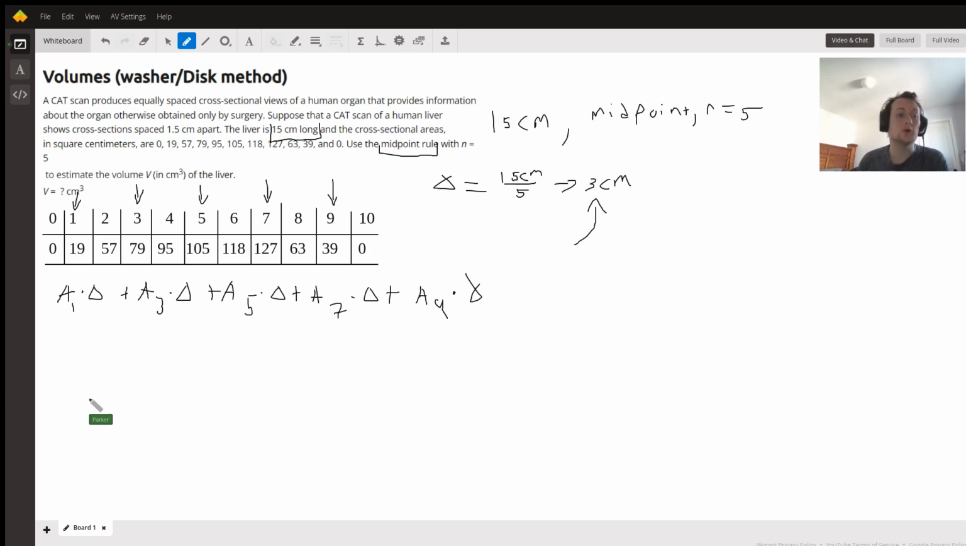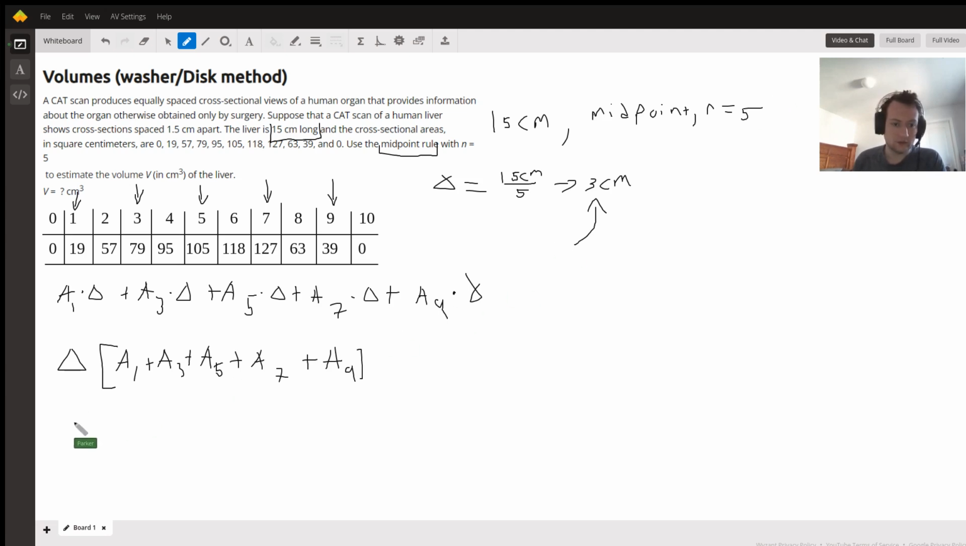Okay, so you'll see delta is part of all of these terms. So what we can do is take the delta out, and then we just multiply delta by a1 plus a3 plus a5. And this is a very irregular problem. I don't think I've seen one quite like it, but the idea is you need to break it down and understand what it's asking.